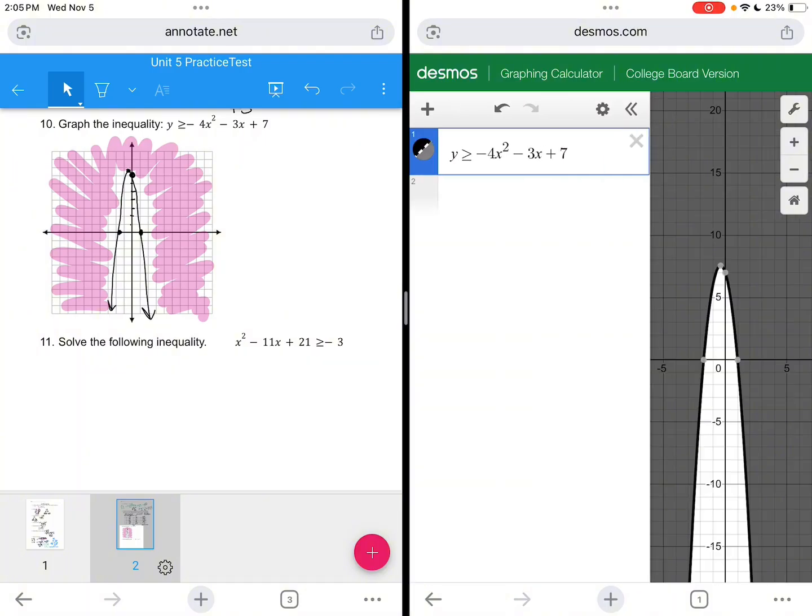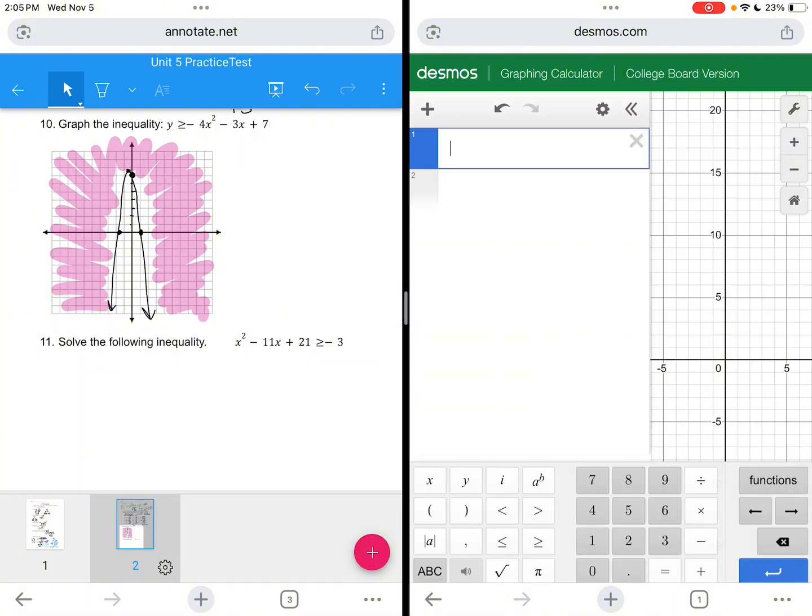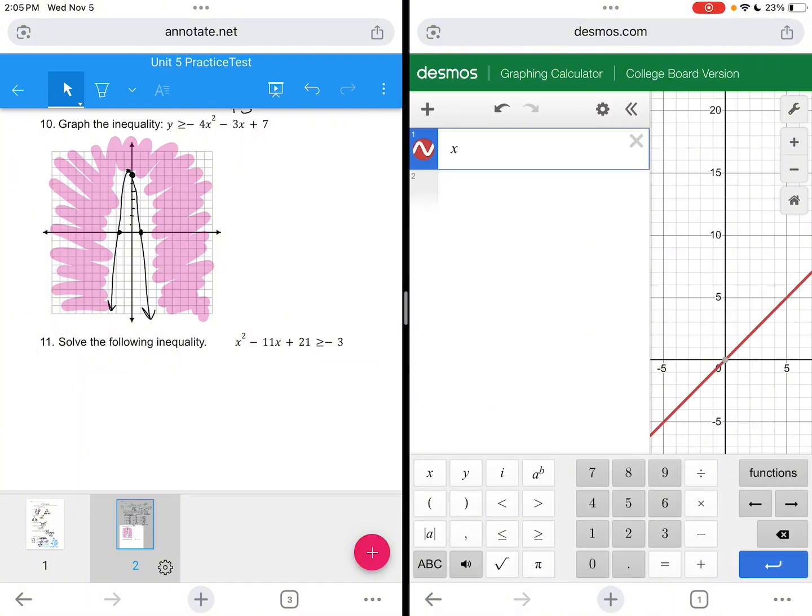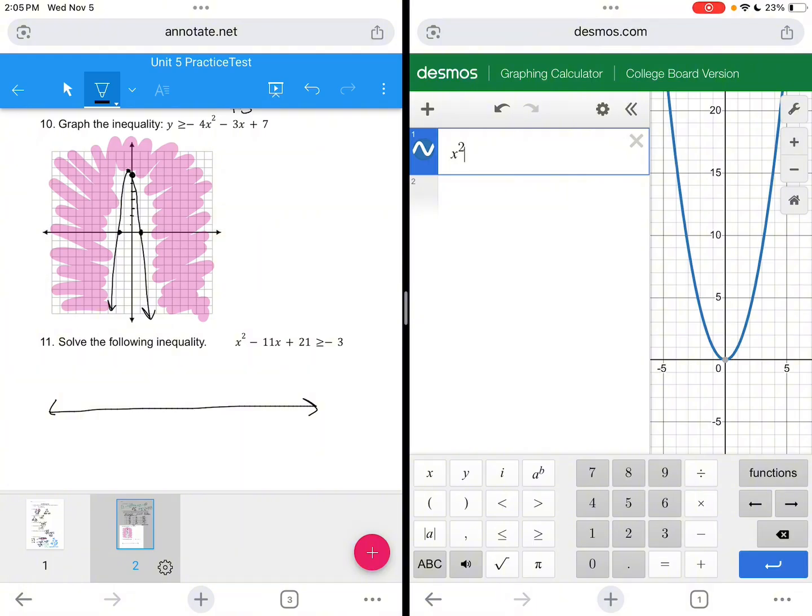Now for this inequality, I'm actually going to do the same thing, and I'm going to graph it. But remember, since we're only dealing with one variable here, just x, not x and y, I kind of think I want to do something a little bit different and make myself a number line. And let me fill in those numbers once I kind of get an idea of what my graph looks like. So let's do x squared minus 11x plus 21 is greater than or equal to 3.